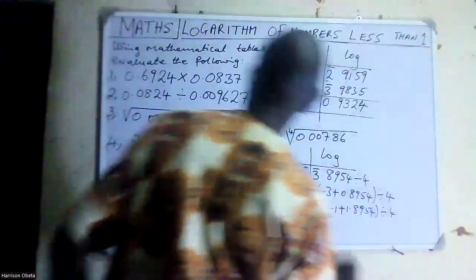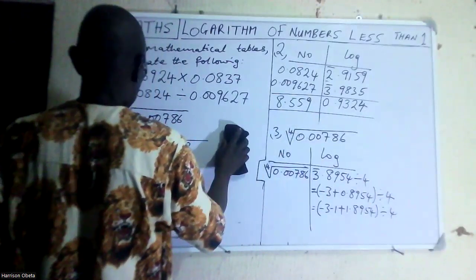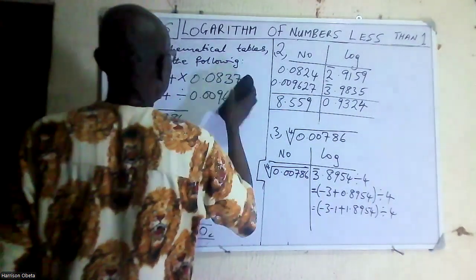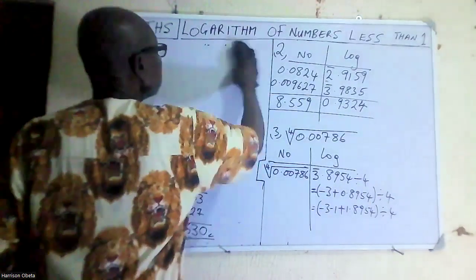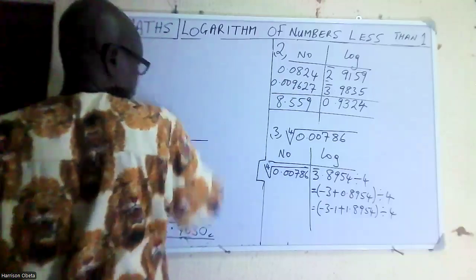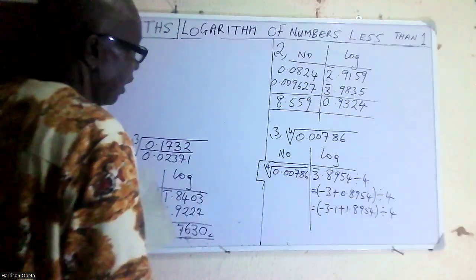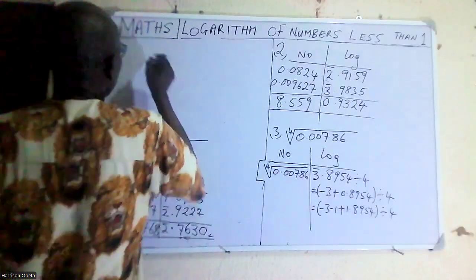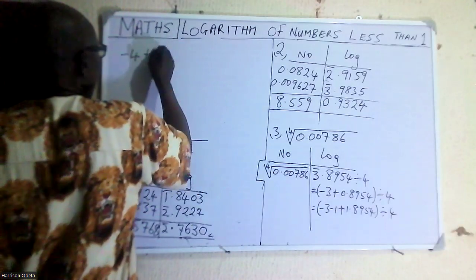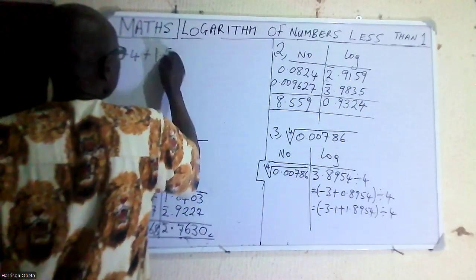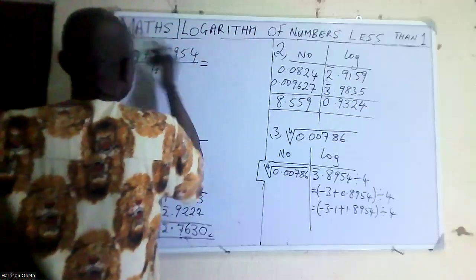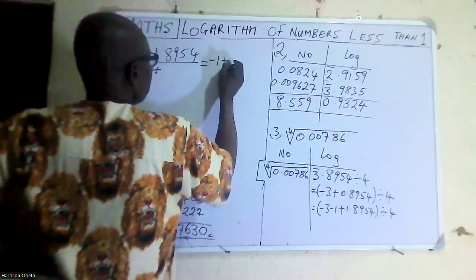So coming back to this side, what are we doing? Okay, we clean this. So we're now going to have minus 4 plus 1.8954. We are dividing by 4. And that will give us, this one will give us minus 1 plus, this is 0.